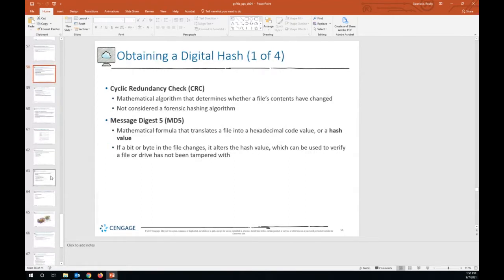Okay, now we're going to talk about digital hashes. A CRC is a mathematical algorithm that determines whether a file's contents have changed. This is not considered a forensic hashing algorithm.